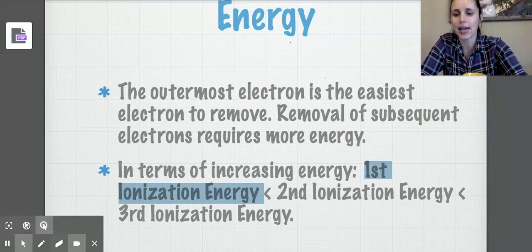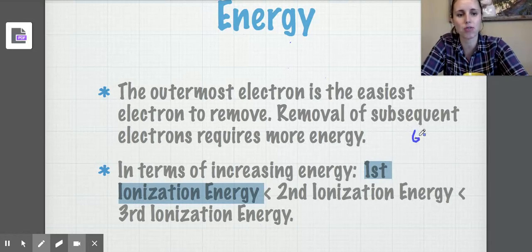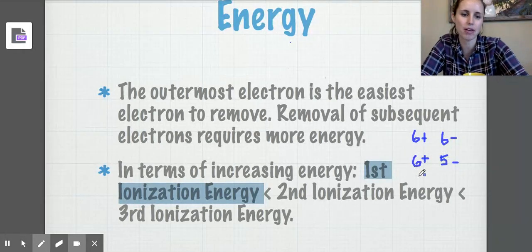The reason why is because for my first electron, positives and negatives are equal. So let's talk about carbon. In order to remove my first electron from carbon, I'm going to have 6 positives and 6 negatives. Forces are approximately equal, so it's going to be easiest to remove that first electron. If I now want to remove a second electron, second ionization energy, I now have 6 positives, but I only have 5 negatives. So these positives have an even tighter hold on electrons. So removing that second electron is going to be even harder than removing that first electron.